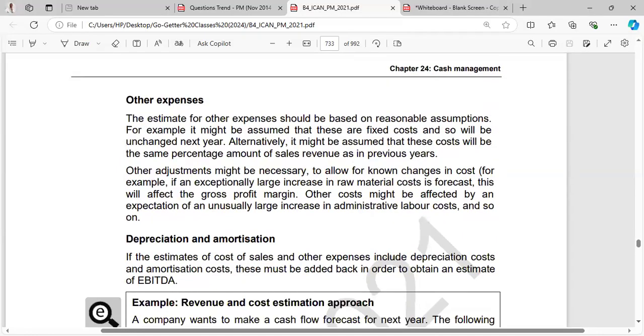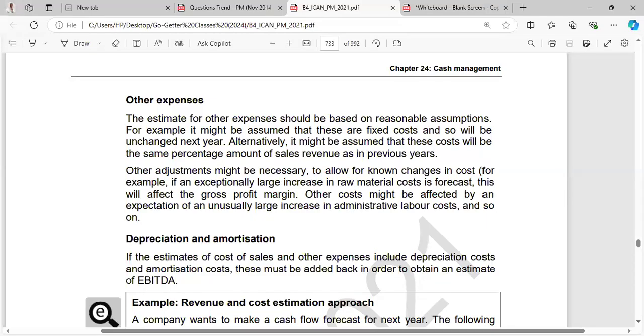Other expenses can be estimated reasonably. You might assume that there are fixed costs that will not change. Let's say your rent will not change and some other fixed costs. You might also assume that they may change. Other adjustments might be necessary to allow for known change in costs. For example, if there is going to be a large increase in raw material, this will affect the gross profit margin.